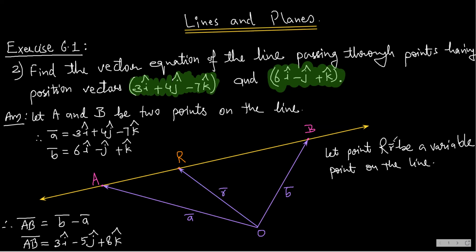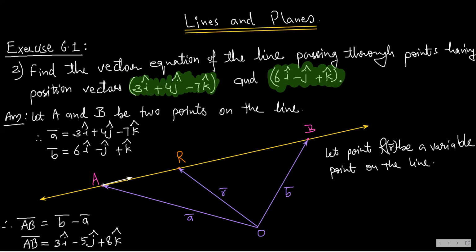And I will write the position vector of R as R bar, R and then bracket R bar. Let point R bar be a variable point on the line. See, now what I see here, two vectors here.